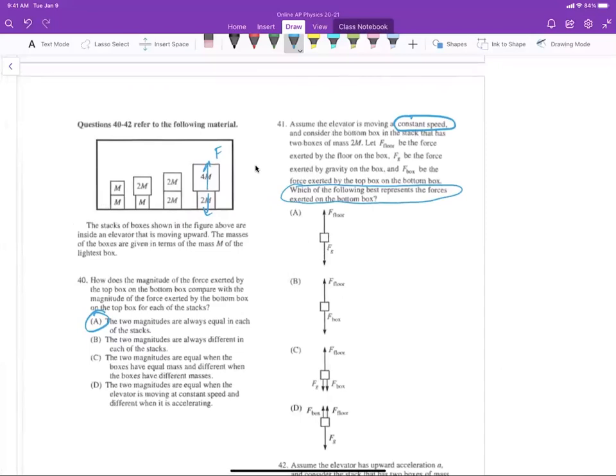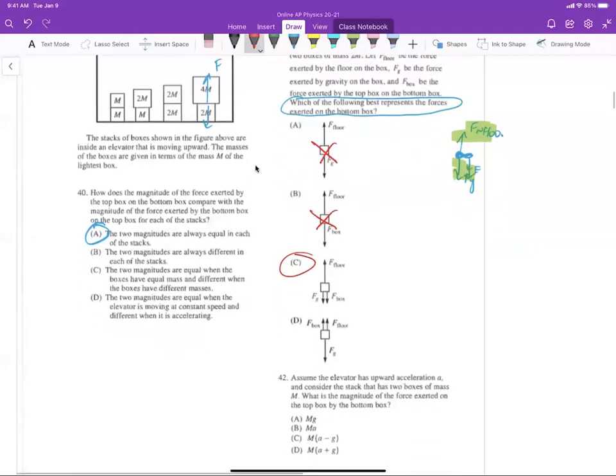So I have the bottom box. If I look at the bottom box, I have to have the force of gravity and a force from the top box, and then I have to have force normal from the floor. And if I have constant speed, all of these added up have to be equal to zero. So this one doesn't have the correct forces, and this one doesn't have the correct forces. This one is the only option because the two forces, Fg and the force from the top box, are pointing downward.